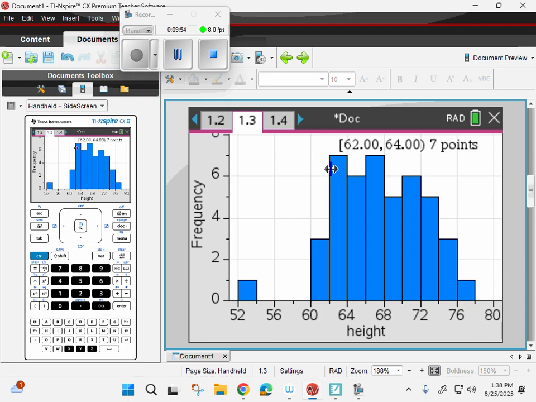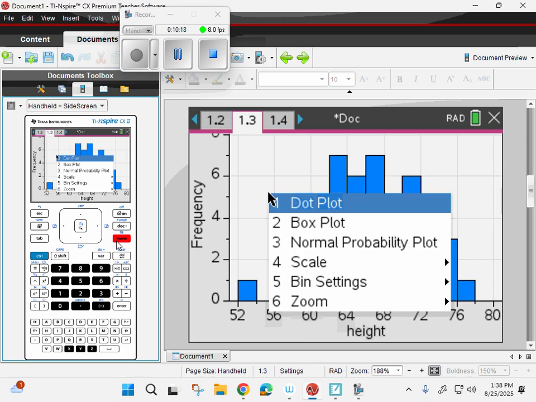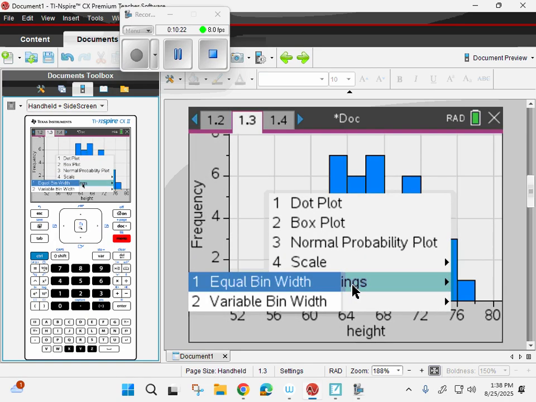Okay, now if you don't have enough bins and you need more bins, you can actually change your bin width, like how wide your bars are. So let's mess with this a little bit for fun. Everyone put your cursor on a blank spot, on the white part, not on the graph. And you're going to press Control Menu. Go to Bin Settings, and then go to Equal Bin Width.